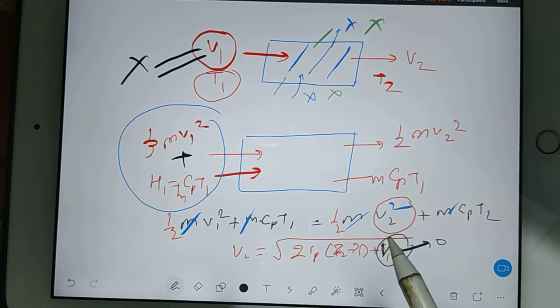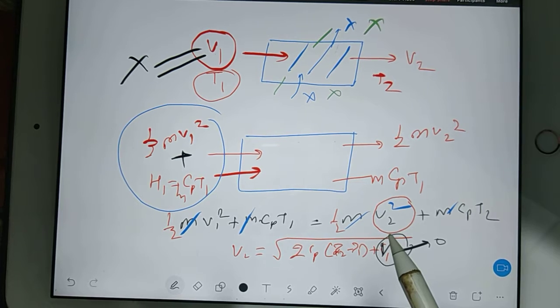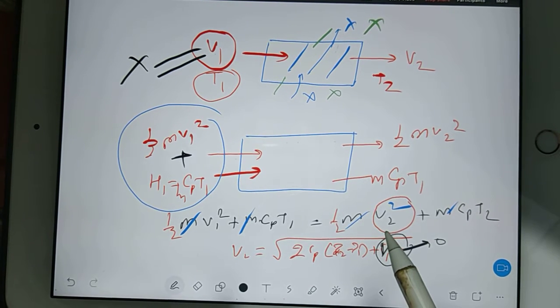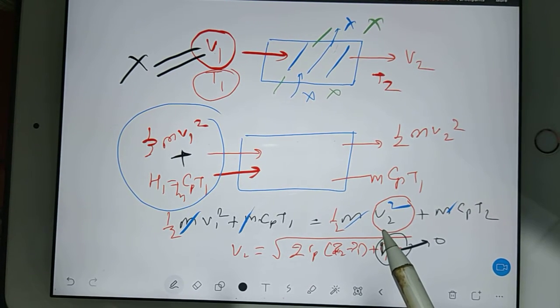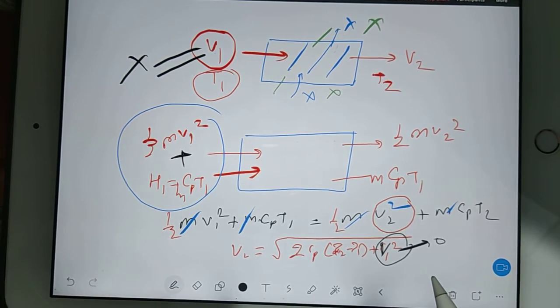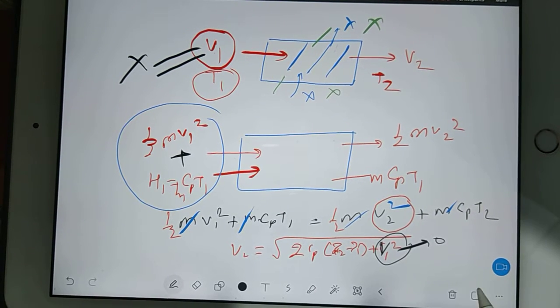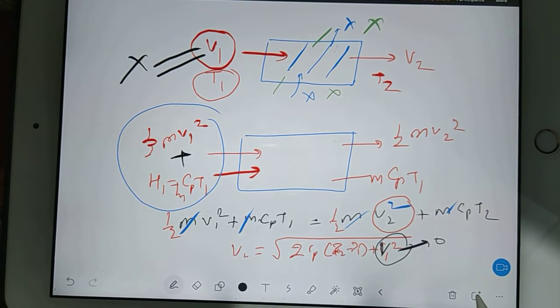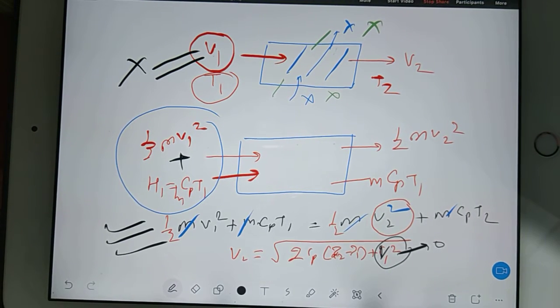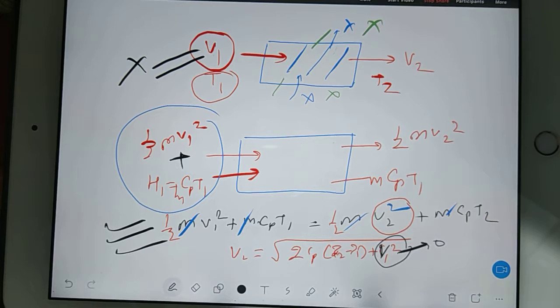Now we will understand what is called the Bernoulli equation. Bernoulli equation is very easy. So I will write the Bernoulli equation in terms of incompressible flow, and I will explain what that is. Guys, this concept clear? Okay. Now see.